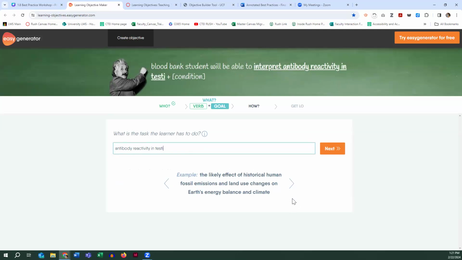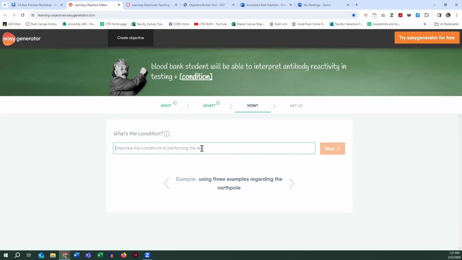Okay, so they'll be able to interpret, great. And then the condition. How about in test tubes? What do they want for a condition? Gel testing. Describe the conditions of performing the test. Yeah, at 37 degrees. Let's say that, just for the heck of it. At 37 degrees.